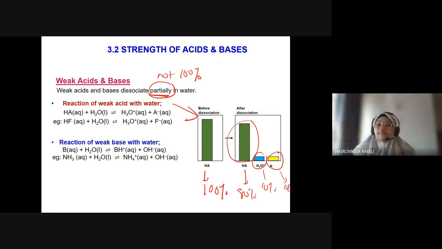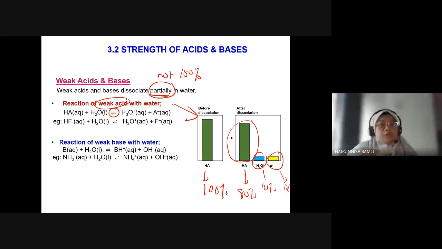Okay, so bila kita kata partially, so the reaction of weak acid with water, if you look at this, it will have the reversible arrow. Okay, so that's why you sebenarnya you akan relate balik dengan what you have learned in chapter 2.